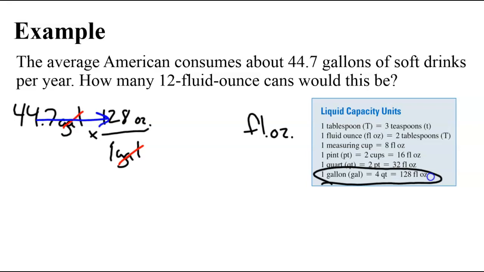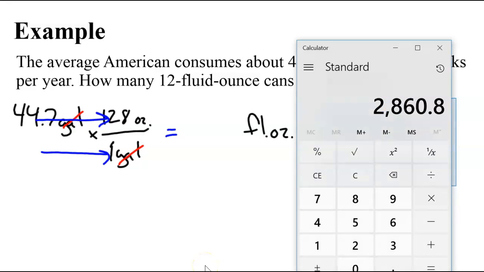Go ahead and multiply these across, and I'm going to end up with, let me get my calculator here. Let's see, 44.7 times 128 is 5,721.6 fluid ounces. All right. Nope, but hold it. Is that the end of my problem?